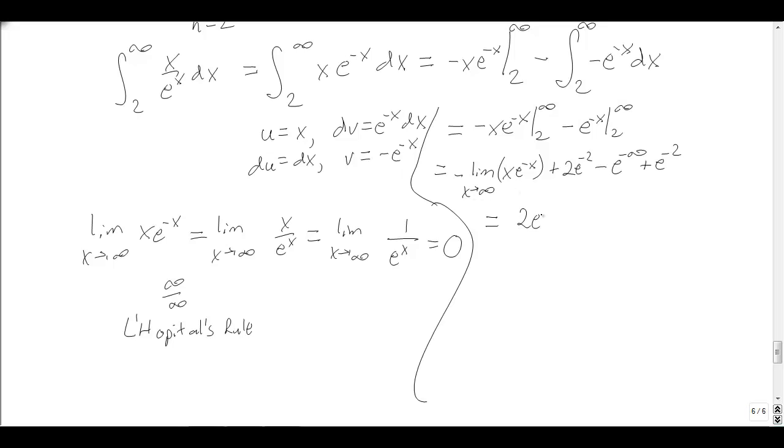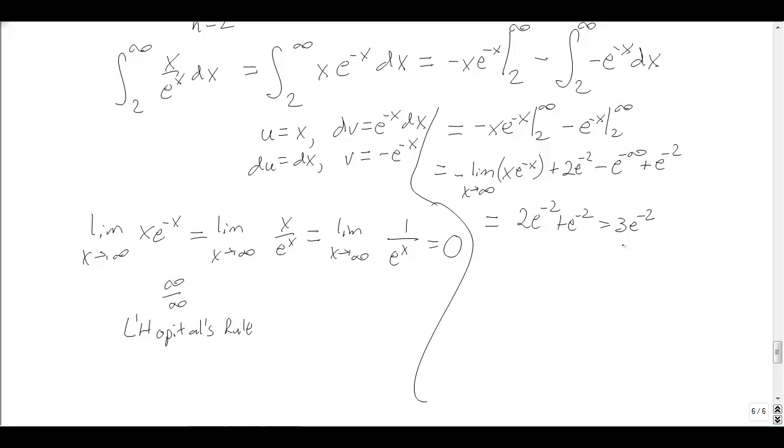So we get here, this goes to 0. So we really end up with 2e to the negative 2. So a 0 plus 2e to the negative 2 minus a 0 plus e to the negative 2. I guess that's 3e to the negative 2. Don't really need to simplify that because all I care about is this is a finite number, 3 over e squared. Something. I don't care what it is.